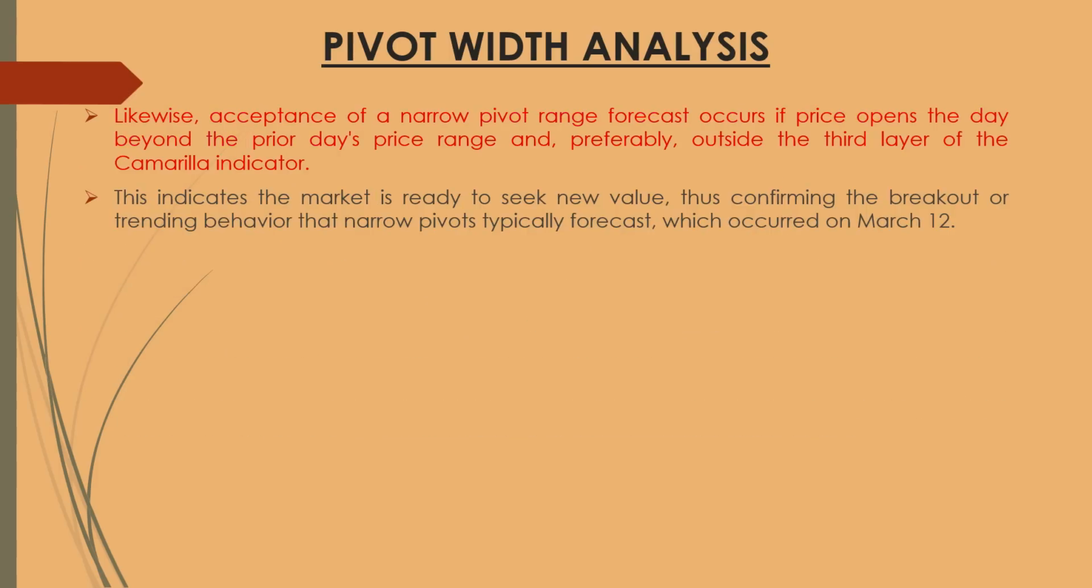Likewise, acceptance of a narrow pivot range forecast occurs if price opens the day beyond the prior day's price range and preferably outside the third layer of the Camarilla indicator. This indicates the market is ready to seek new value, thus confirming the breakout or trending behavior that narrow pivots typically forecast, which occurred on March 12th.